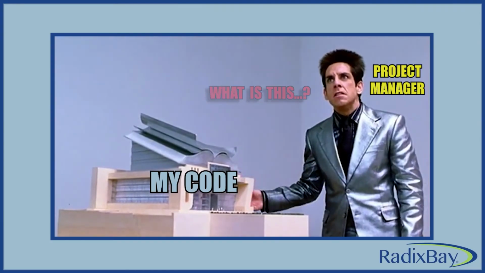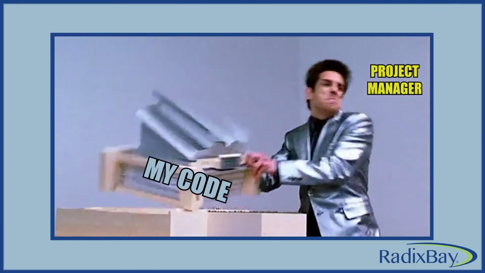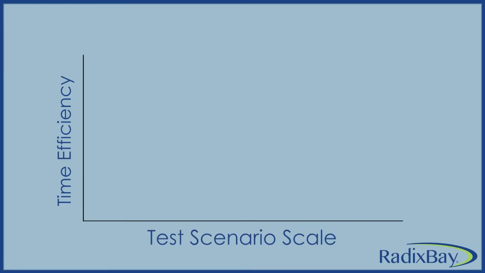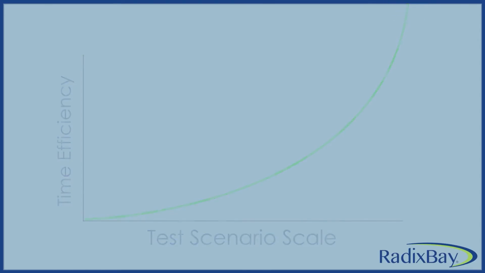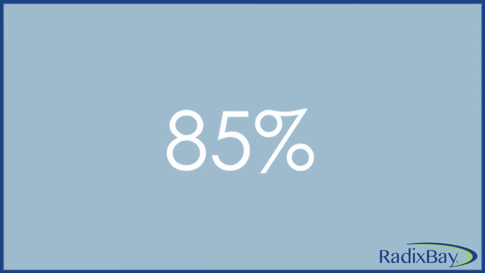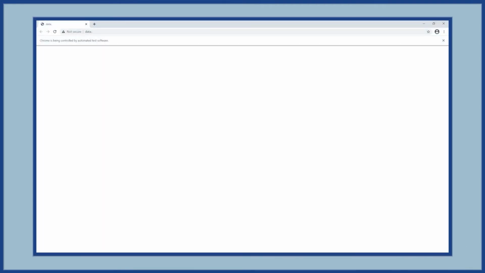Now, 54 seconds might not seem like a lot, but keep in mind this was a very rudimentary set of tests being executed. The scale of your site and the features offered by it will ultimately determine the increased efficiency of automated testing. As test scenarios increase in size, efficiency will as well. Where a 2-minute test can be cut in half through automation, a 2-hour test can be cut down to 20 minutes, for an overall boost in efficiency of 85%.